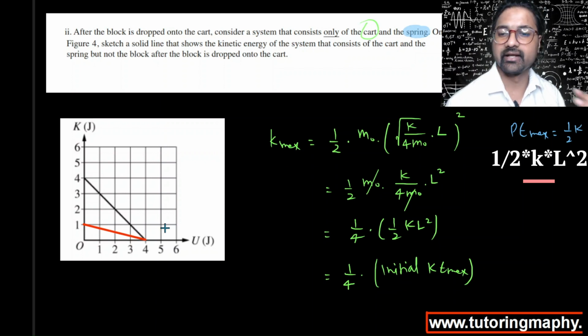So this is how the kinetic energy versus the potential energy of the cart-spring system is going to look. I hope this question makes sense. It was not difficult, entirely conceptual.